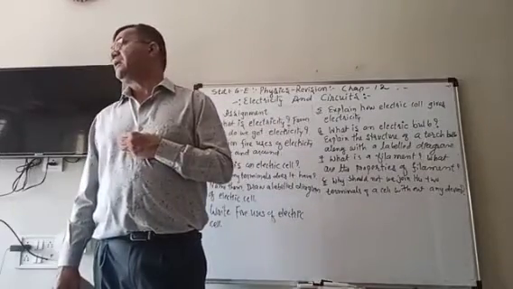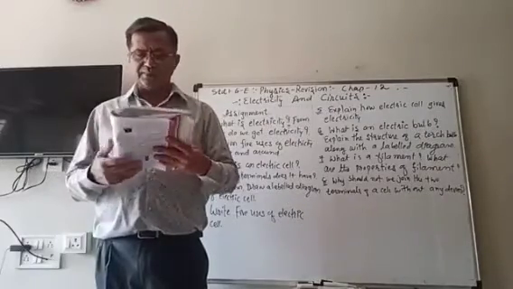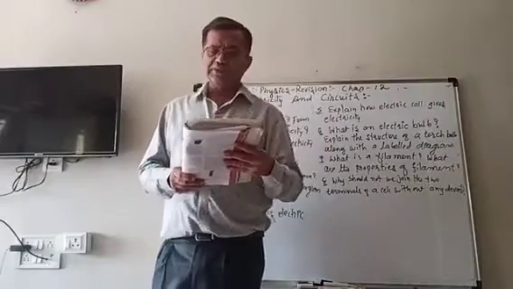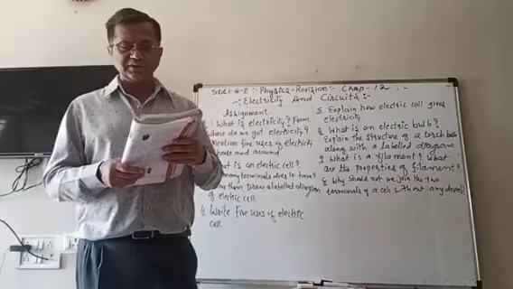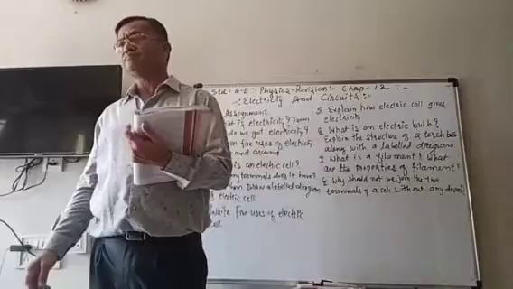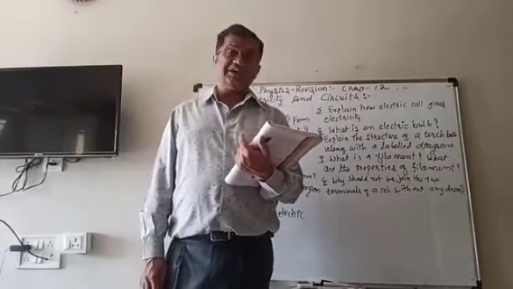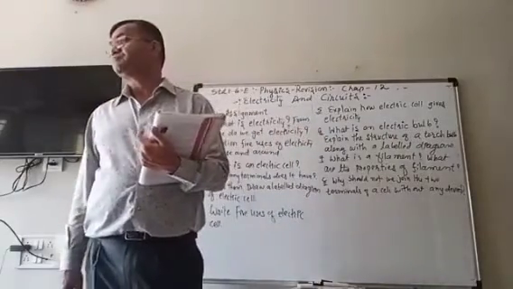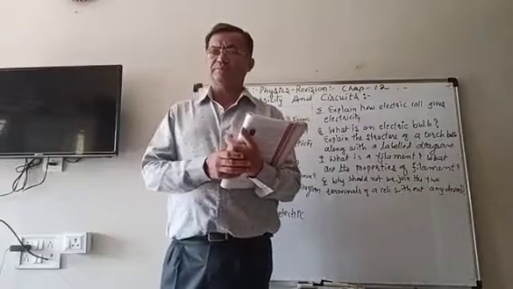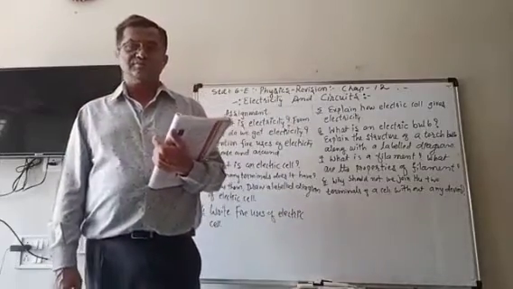An electric cell has two terminals. Any type of electric cell has two terminals. The names of the terminals are the positive terminal, which is denoted by the plus sign, and the other one is the negative terminal, that is the minus sign. If you observe the cell carefully, you will see the plus sign and the minus sign.